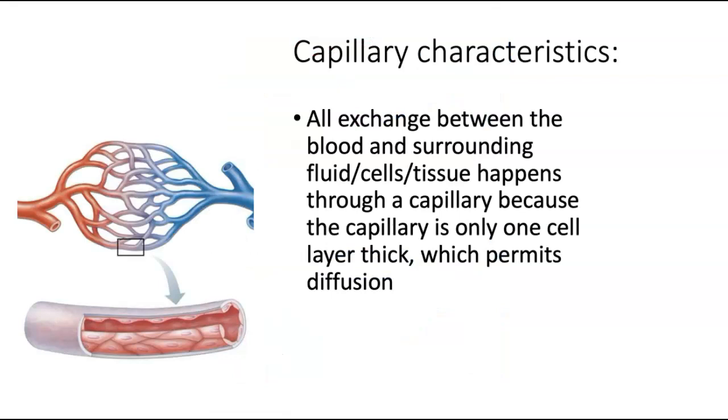Taking a look at capillaries, we know that capillaries are only 1 cell layer thick, just that simple squamous endothelium, and therefore all exchange that occurs between the blood and the surrounding fluid tissue will occur through a capillary, and that typically occurs through diffusion. So, in other words, just the individual items will move across the wall of the capillary bed. Blood will be contained within the capillary, but nutrients, waste products, oxygen, carbon dioxide, that kind of thing, those individual items will just move by diffusion across that single layer.